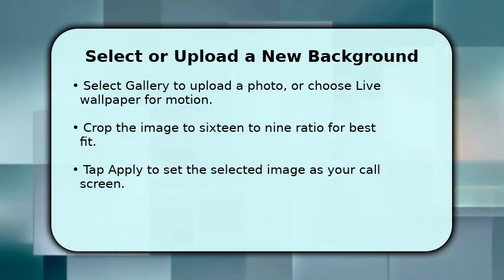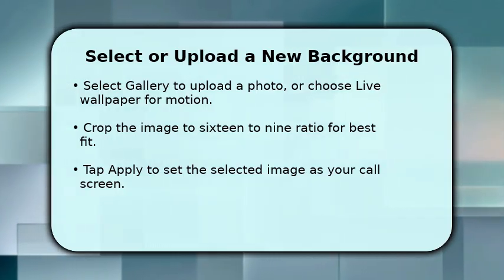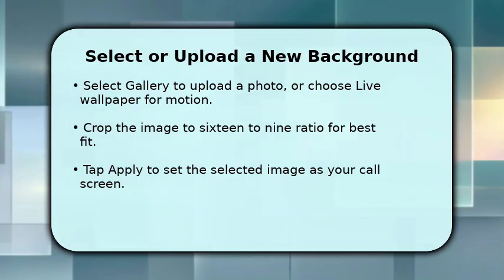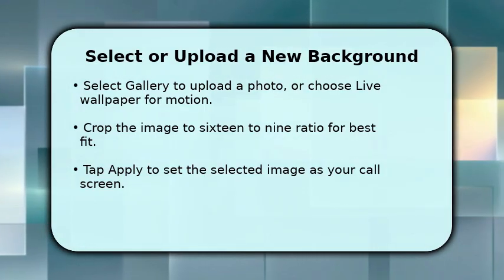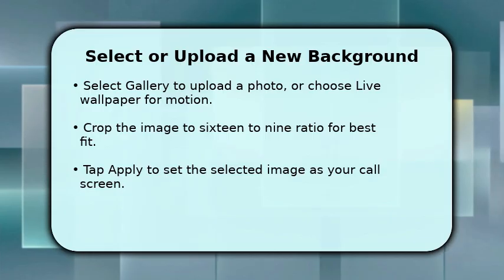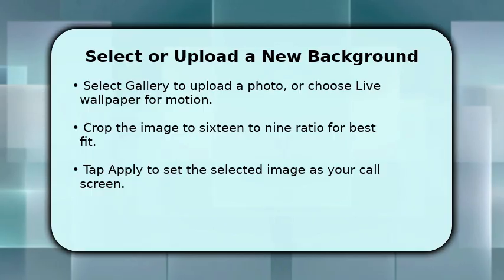When you pick Gallery, locate the image and tap it to begin cropping. Crop the image to 16:9 ratio for best fit on most screens. Use pinch gestures to move and zoom the photo as needed. Tap Apply to set the selected image as your call screen and preview it immediately. If the preview looks wrong, repeat the steps and adjust the crop slightly.